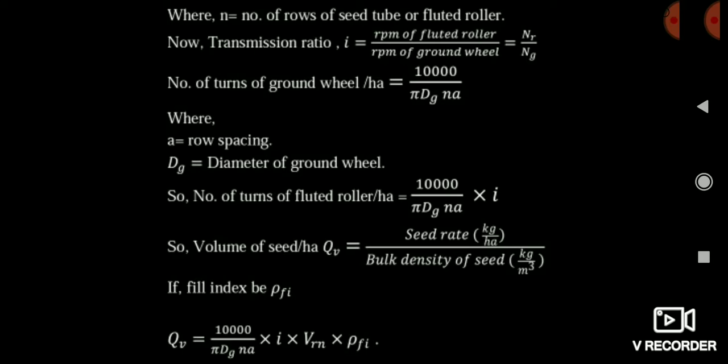And many times they have given questions upon the field index. Then simply the volume of seed is equal to whatever volume we can calculate, that is the theoretical volume, and then for calculating the actual volume we should multiply the theoretical volume with the field index.